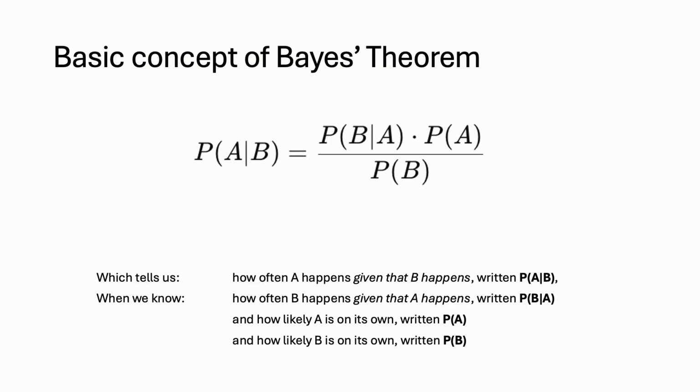Now, after we are familiar with probability and conditional probability, we are ready to move on to Bayes' theorem. So imagine you are trying to guess the likelihood of something, and then new information comes in. Bayes' theorem helps you adjust your guess based on that new information, and the formula looks like this.